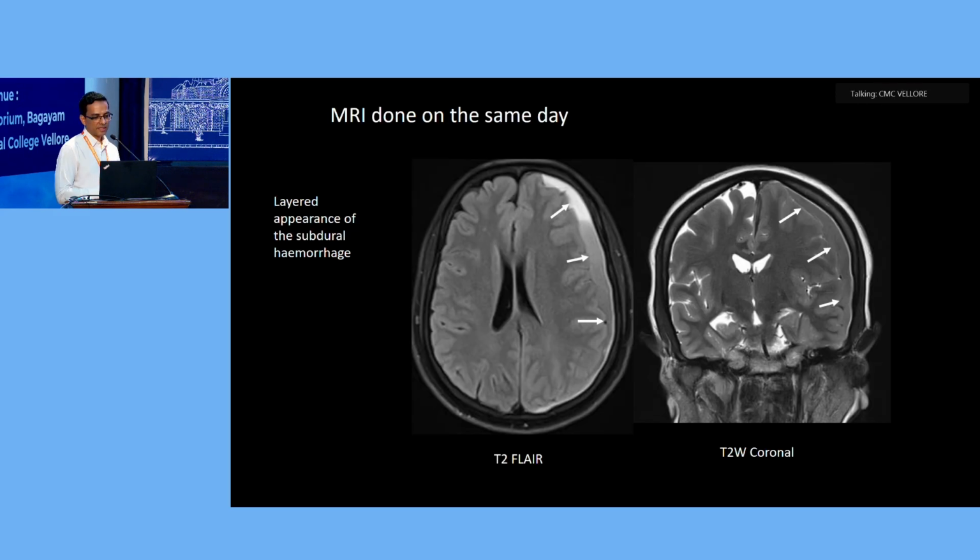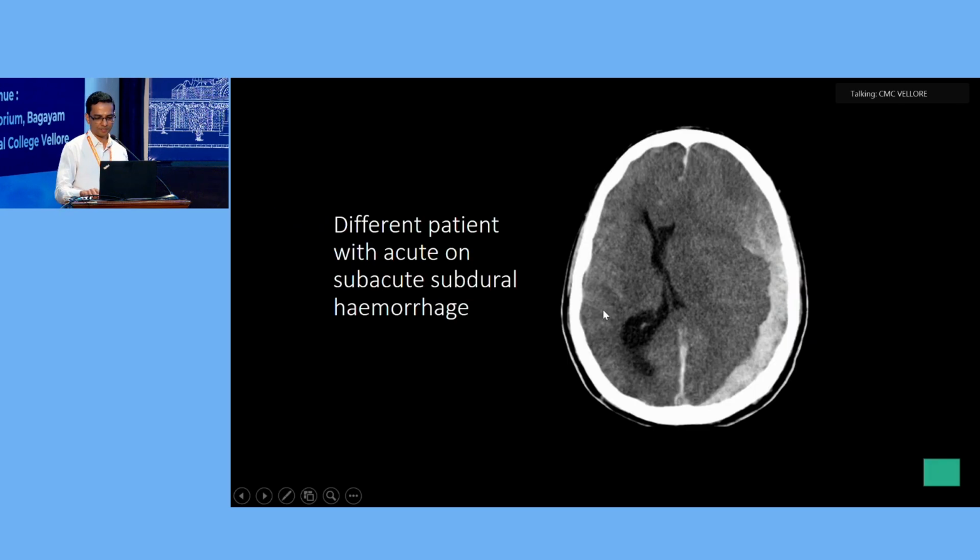So this is an MR scan done on the same day, and you can see a fairly large subdural hemorrhage on the same side. So this is how an acute on chronic subdural hemorrhage would look like. The brighter part is the acute blood, while the more superior part is a little darker. So that is a chronic component of the subdural hemorrhage.